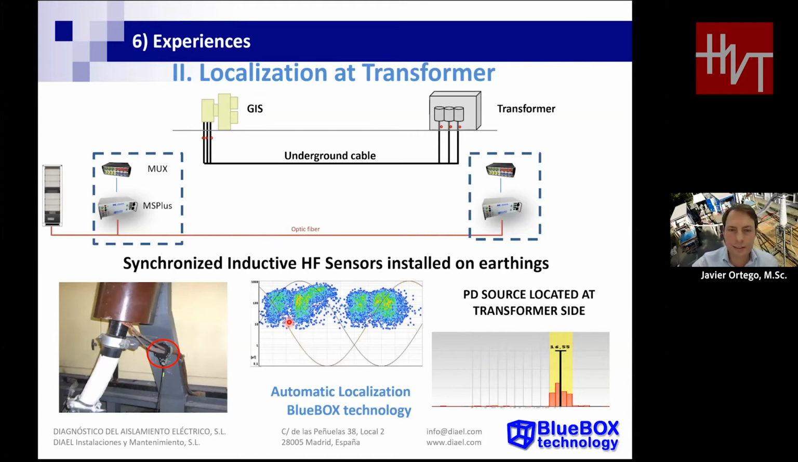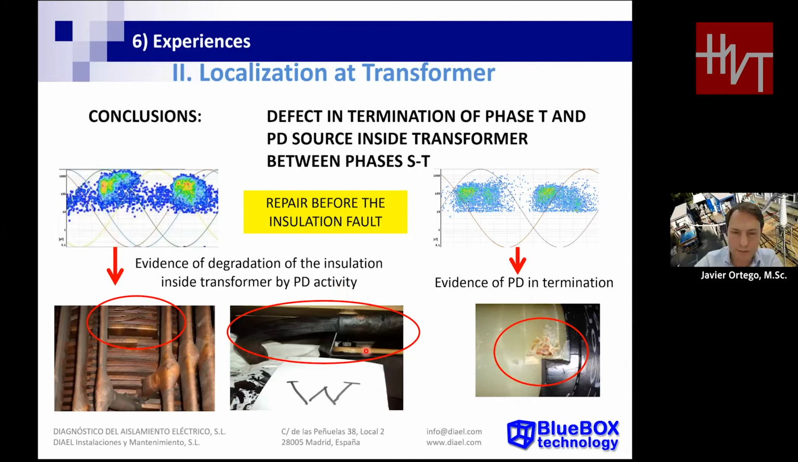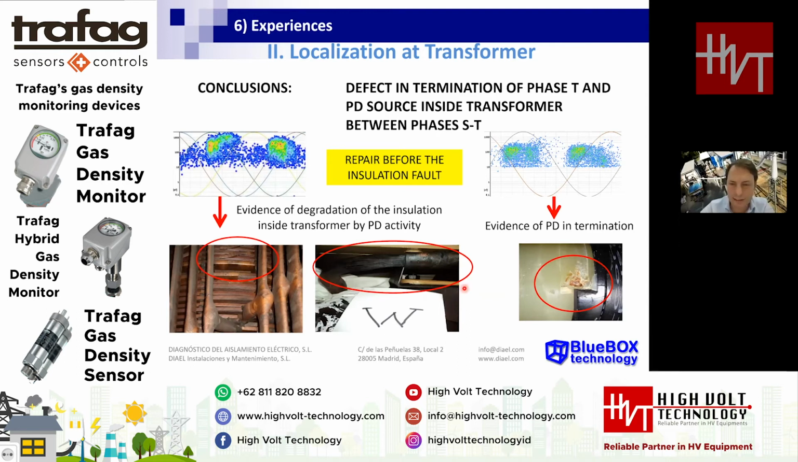So doing the analysis, we can cluster the information, and we see one PD corresponding to insulation between S and T phase, and on the other side an internal PD corresponding to the phase T. When we analyzed these two patterns, the customer decided to open the transformer and the terminations, and finally they were able to save the transformer before a failure, because there was carbonization inside the winding of the transformer and the connection of the high voltage, and they also found a PD problem, a carbonization at the termination connected to the transformer.